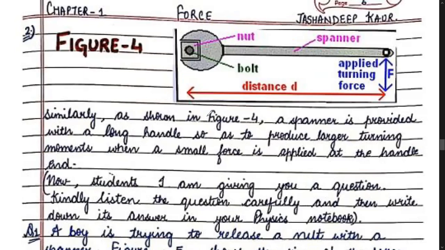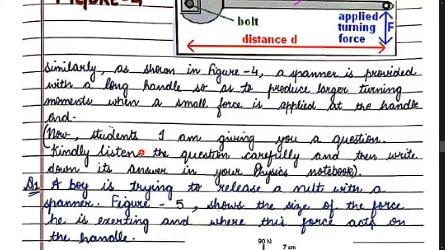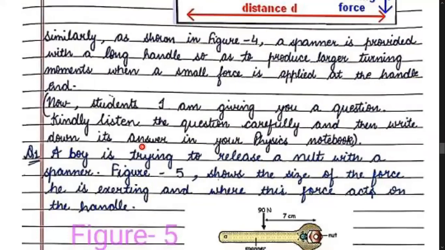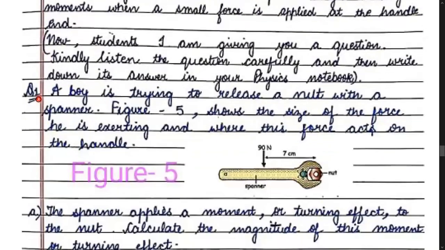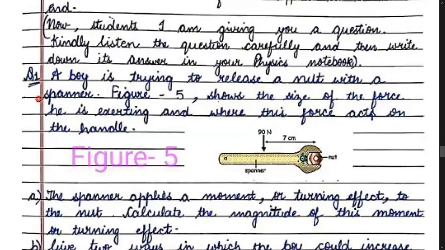Now students, I'm giving you a question. So kindly go through the question carefully and then write down its answer in your physics notebook. Children, a boy is trying to release a nut with a spanner. You can see figure number 5 for reference. Figure number 5 shows the size of the force he is exerting, and where this force acts on the handle. Okay. So there are two parts of the question. My first part is: the spanner applies a moment or turning effect to the nut.